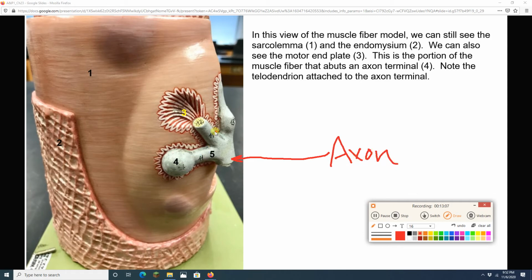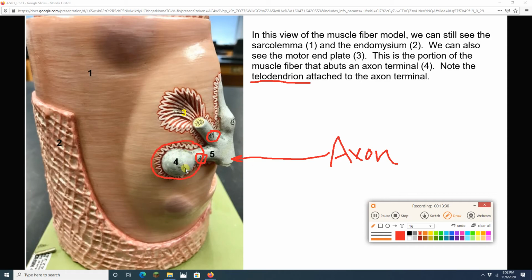I got where the 11 is, right there and right there. I got some telodendria. Each of them is a telodendrion. Number 4 right here is an axon terminal. So what I'm looking at here is where an axon terminal is synapsing with a skeletal muscle cell.